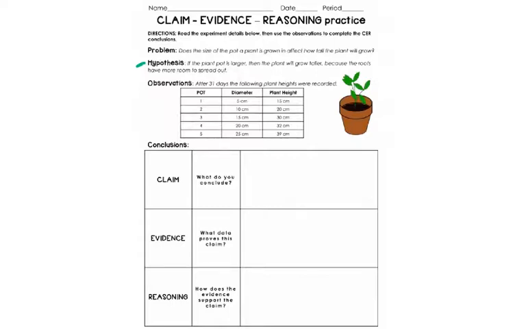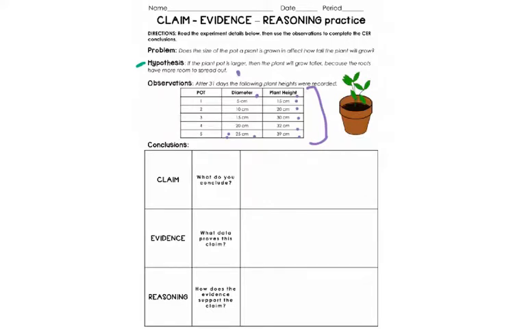But in order to write our CER and get the information about this, we have to look at the data. And this gave us excellent data right here. So diameter, this would be the size of the pot. And the bigger the centimeters, the wider the pot is. And then over here, we have plant height. And I don't know about you, but based on this data table, I would say that the bigger the diameter, the taller the plant.